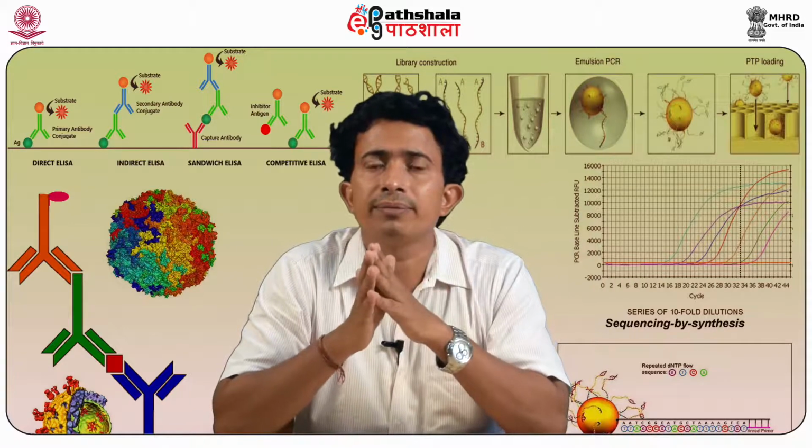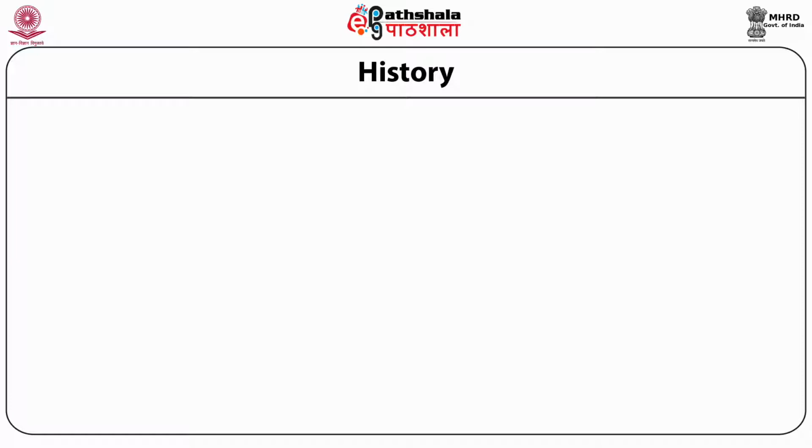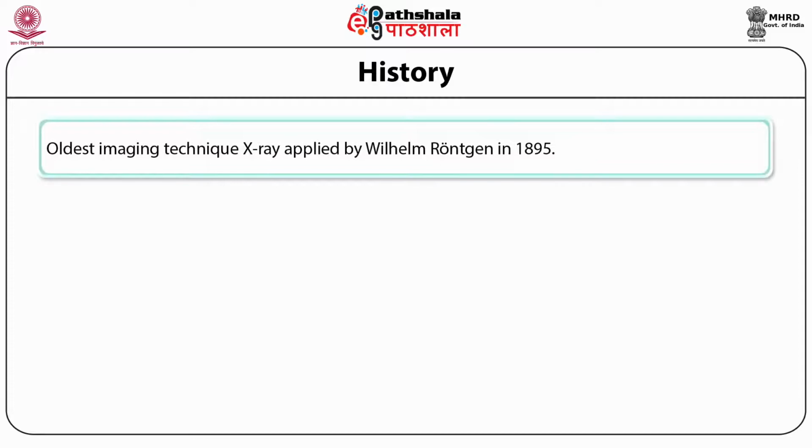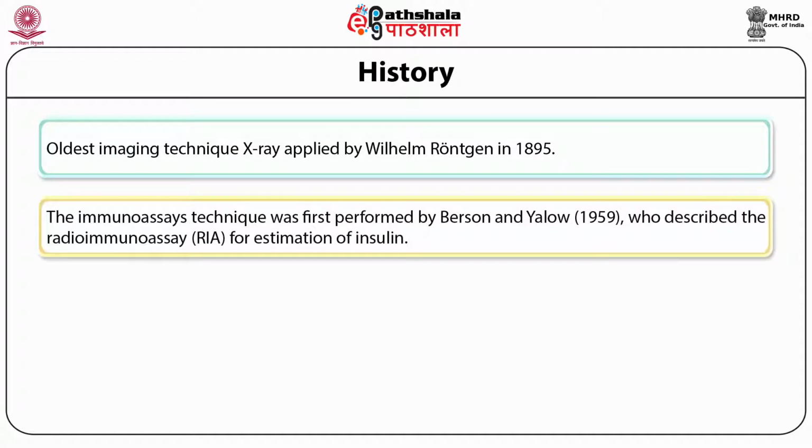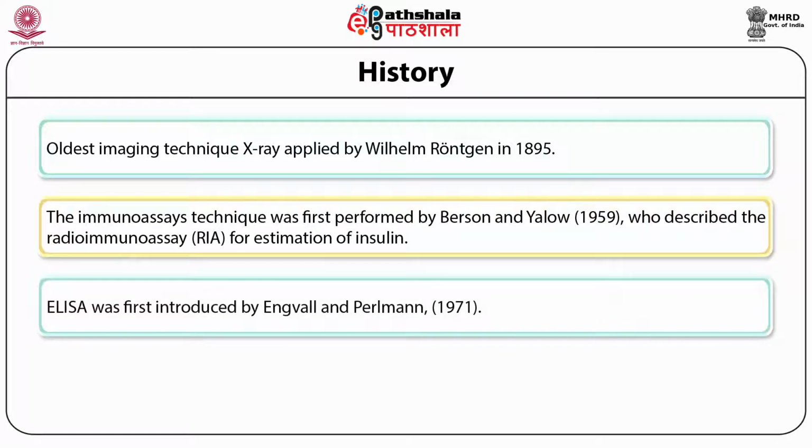of body fluids. So how did it all start, how did the quest or discovery of markers to differentiate healthy and diseased animals start? It was Wilhelm Röntgen in 1895 who used X-rays to differentiate between healthy and diseased tissues. It was Berson and Yalow in 1959 who developed radioimmunoassay, one of the most commonly used assays for estimation of insulin. It was Engvall and Perlmann in 1971 who developed ELISA, which has formed the basis of most of the diagnostic tests available right now.